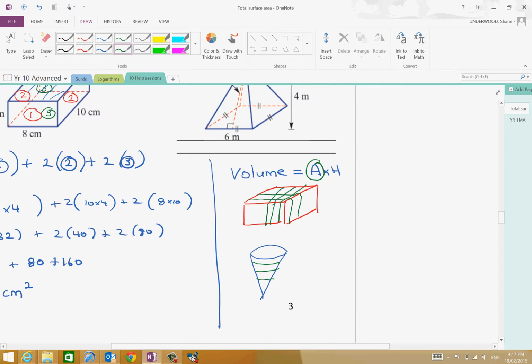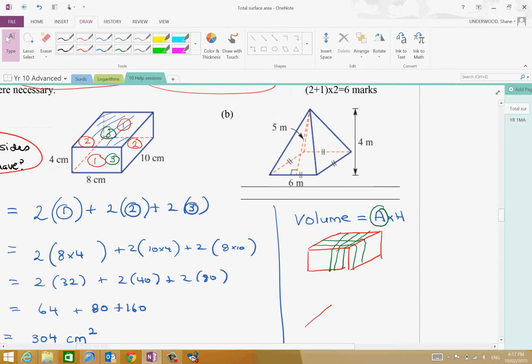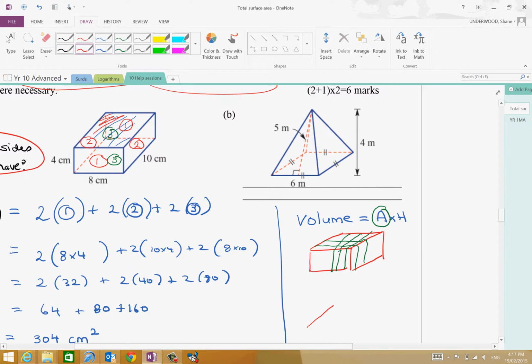Okay, now let's go ahead and do this example. All right, let's work out the area. If I was to work out the area of the top, then I could multiply that by the height, and that's going to give me the volume. So what is the volume of this shape?